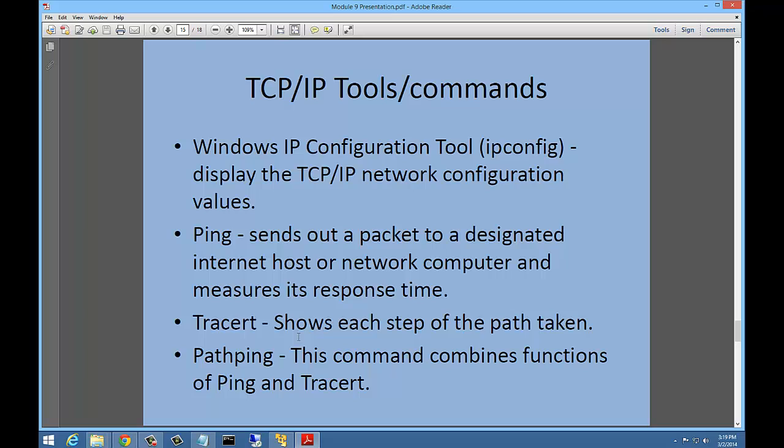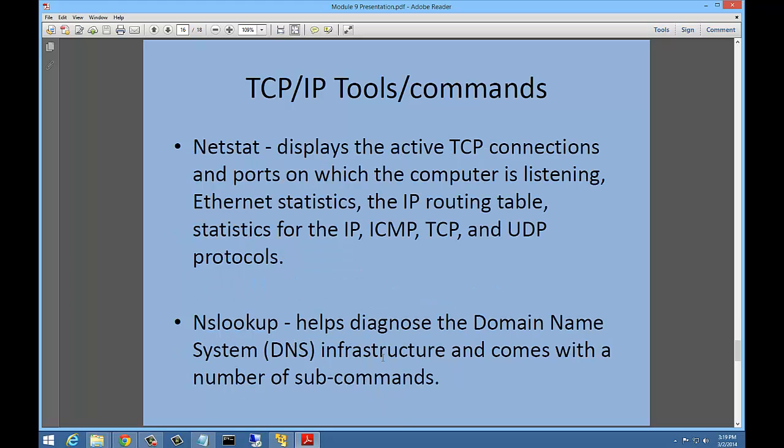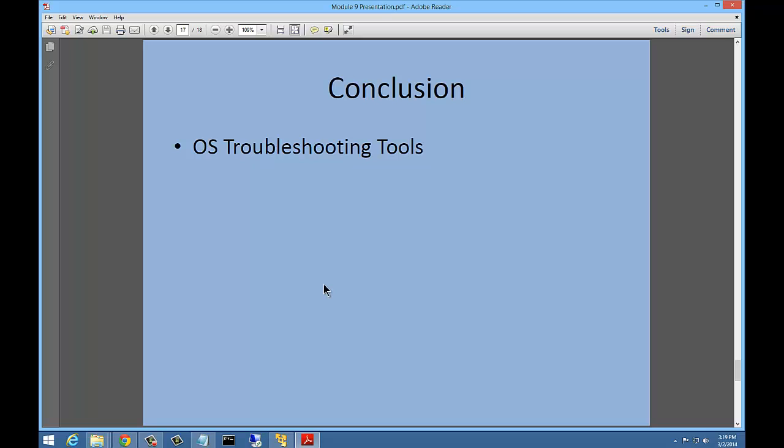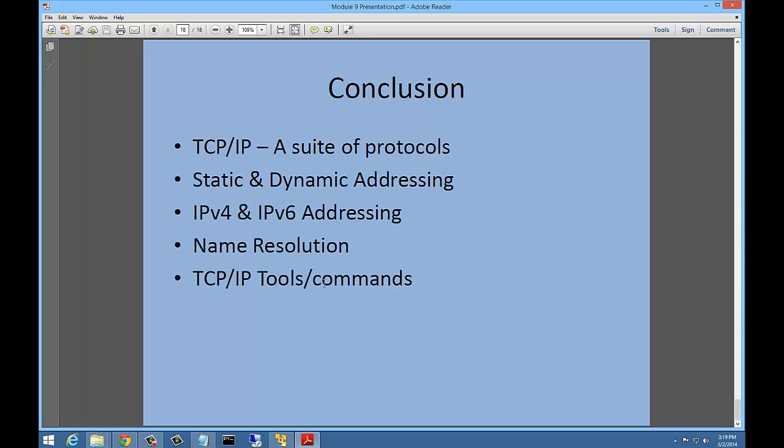Some of the tools that we learned about earlier that I showed you how to run from a command prompt are going to come up again in this particular lab. So you'll need to brush up once again on some of the commands such as ping, traceroute, pathping, netstat, and nslookup. You're going to use these for this particular lab. So in conclusion, we talked about OS troubleshooting tools, TCP/IP, IP version 4 and 6, name resolution, and some of the different tools and commands.